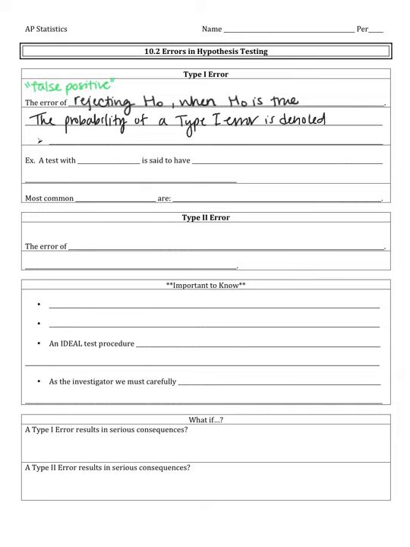One thing to know is that the probability of a type 1 error is denoted by alpha. We've seen alpha before. Alpha was our level of significance, if you remember. That was the level of significance that we used for confidence intervals. So it's the same alpha that we're talking about here. That's our probability of a type 1 error.